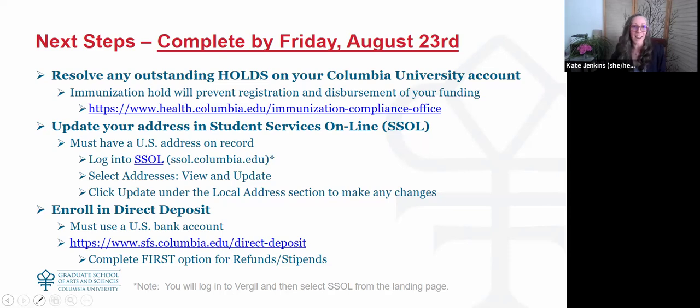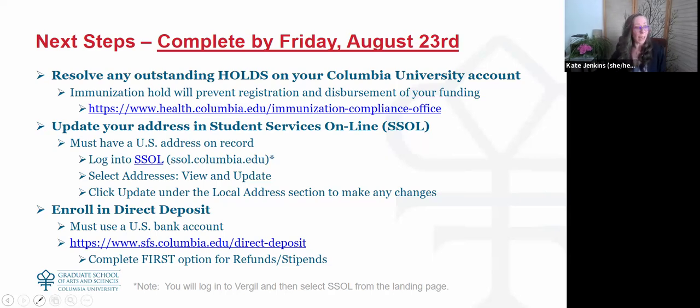The sooner you can get this in and get this resolved, the better off you are. As we get closer to the semester, the processing time for immunization compliance can take up to 2 weeks, which means your funding would be delayed for at least 2 weeks until you have been able to clear the immunization hold and register for the enrollment category. So please take a look at those immunization requirements. We've linked you here to the compliance office so that you understand what's required, and do that as soon as possible, but most certainly well in advance of August 23rd if you can.